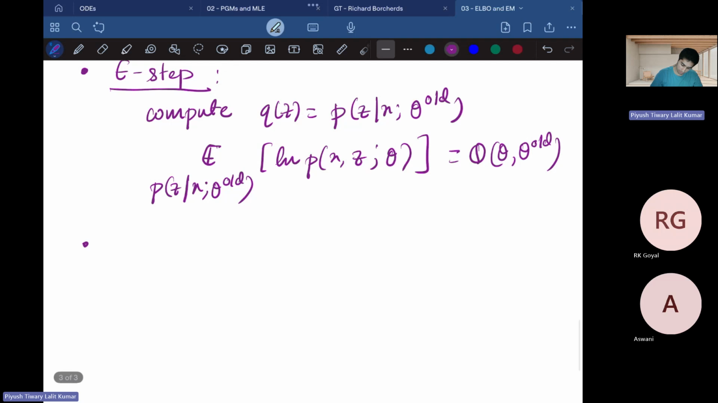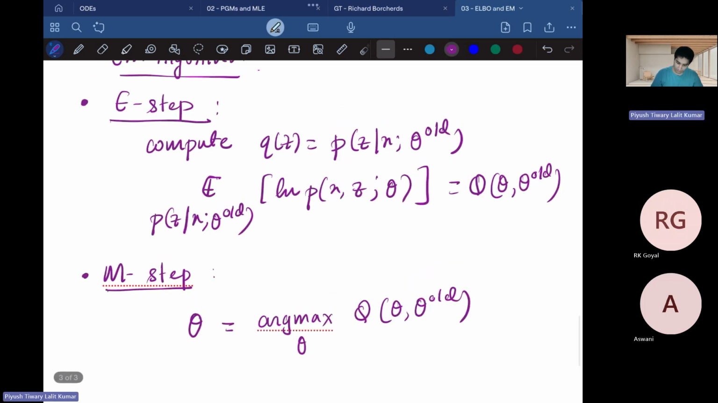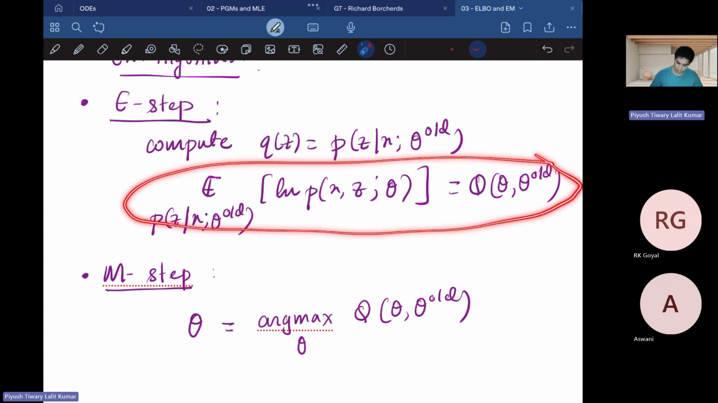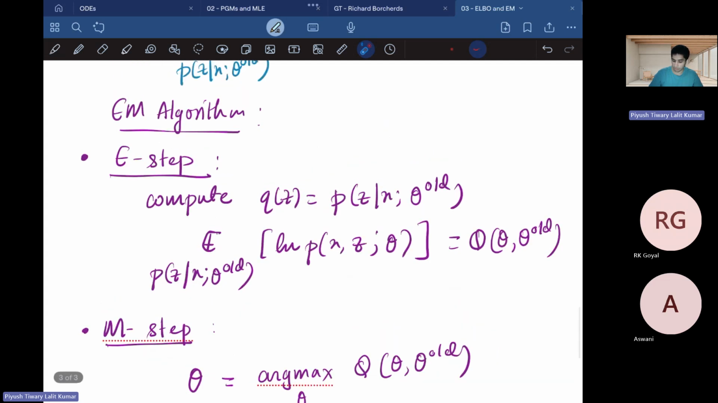And then there is an M step. In the M step, you find theta equal to arg max over theta of Q of theta comma theta old. That is why this is called expectation maximization. In the first step, you are computing an expectation, and in the second step, you are maximizing it over theta. This is your EM algorithm.